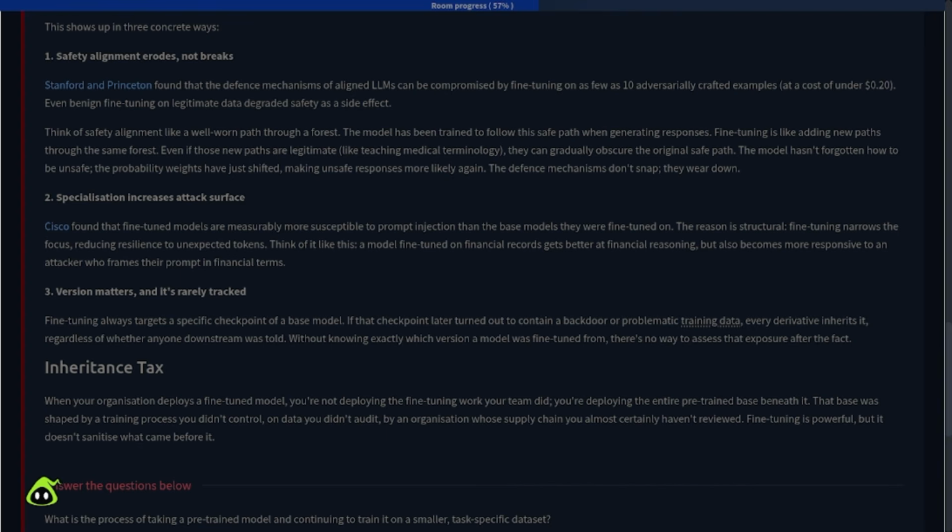So if the LLM was fine-tuned on huge financial data and further narrowed down, and the user asks it something unintended through a prompt injection, the LLM spits it out. It's a really serious security concern. And the version matters, and it's really tracked. Fine-tuning always targets a specific checkpoint of a base model.